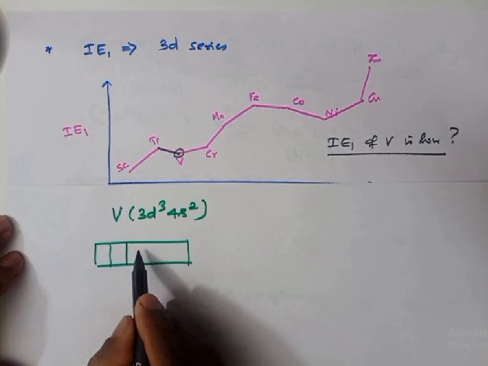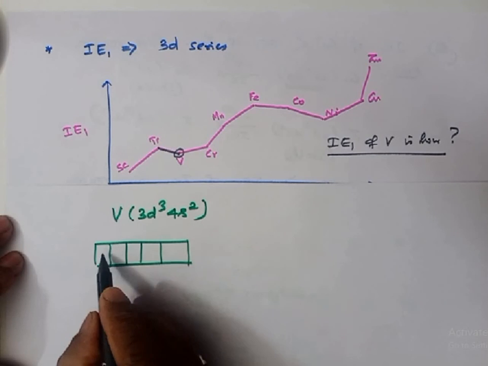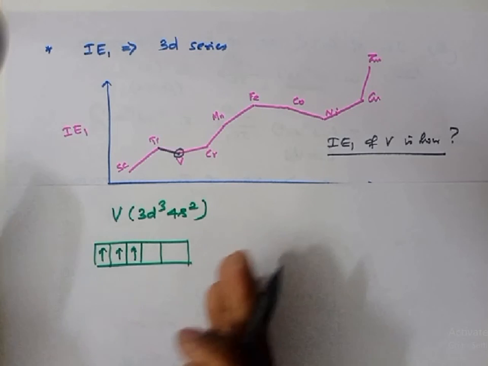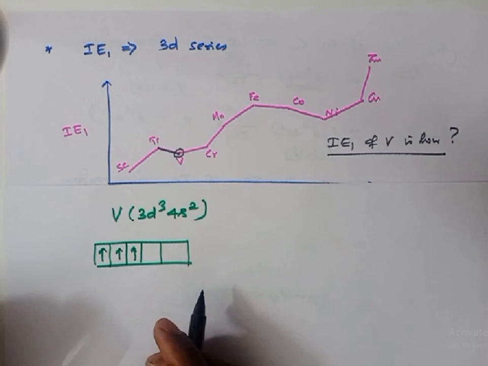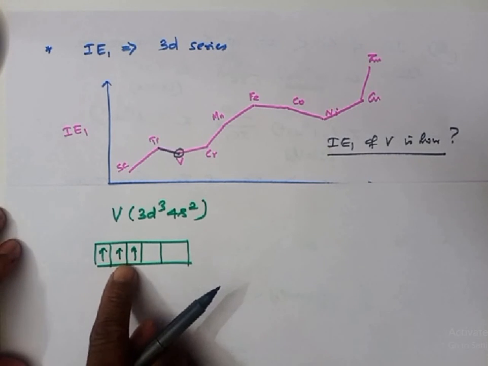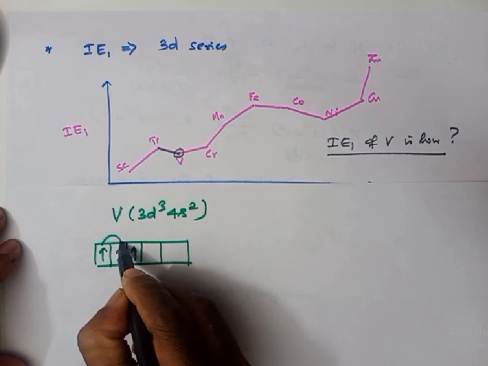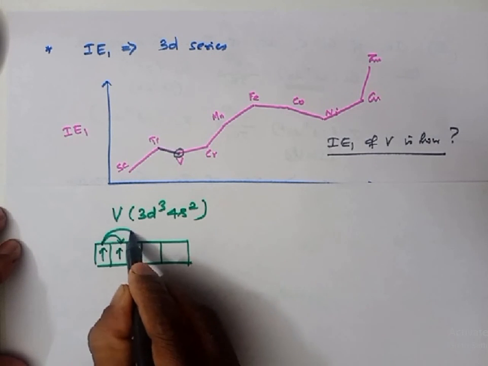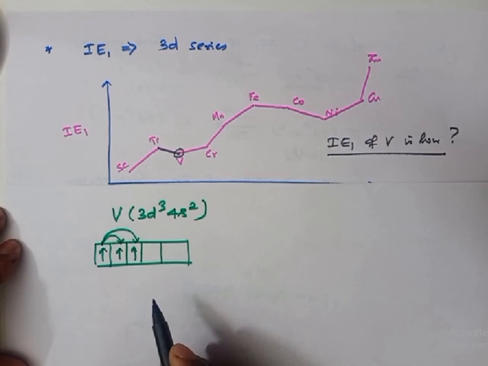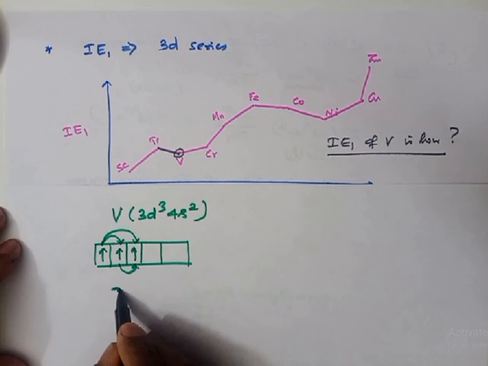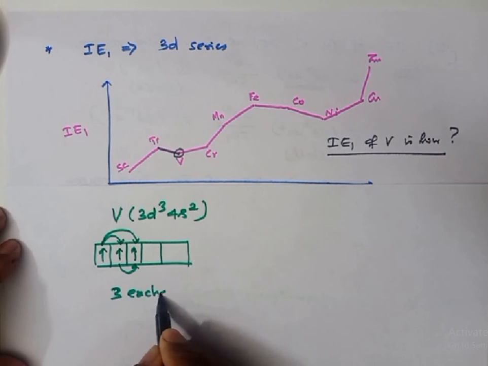In the d subshell we have 5 orbitals and there are 3 electrons. All the electrons have the same spin. You know very well, electrons with the same spin in a subshell can be exchanged. You can exchange this electron with this, this with this, and this with this. So there are 3 exchanges possible.